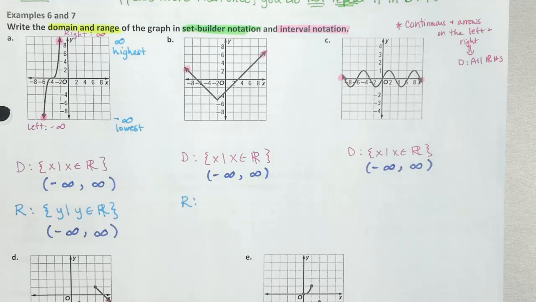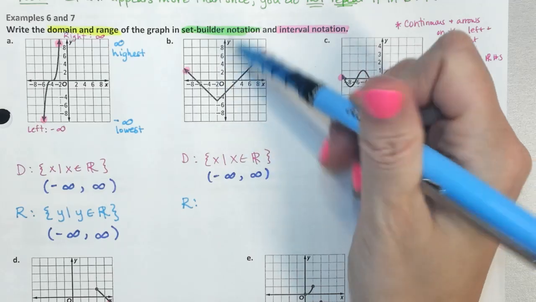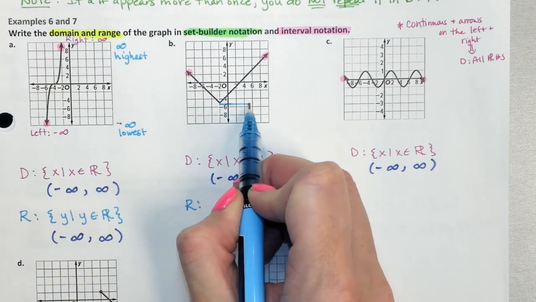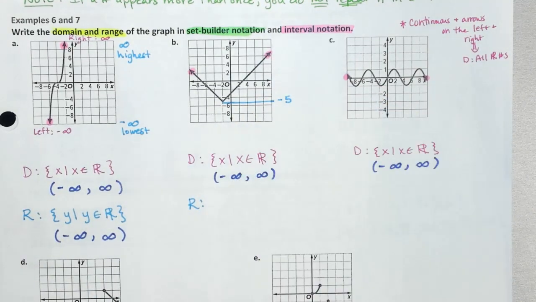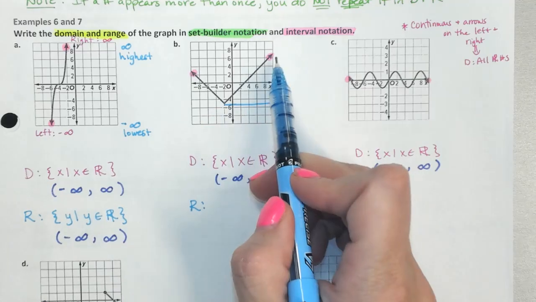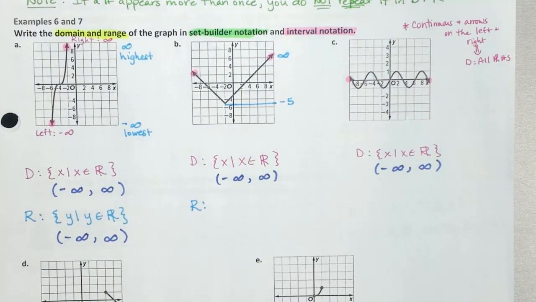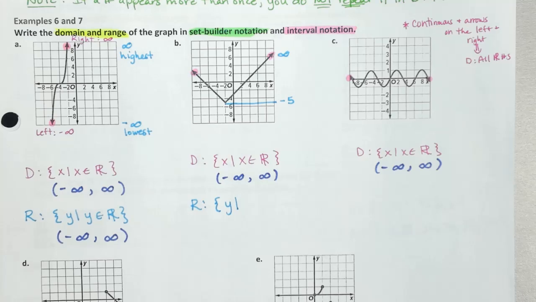Okay, now for the range, we are looking at the lowest value to the highest value. So in terms of the lowest value on the y, I'm going to be right here, which is at -5. The highest value, I have these arrows, so the highest value is infinity. So what we did yesterday is we wrote that in set builder notation.